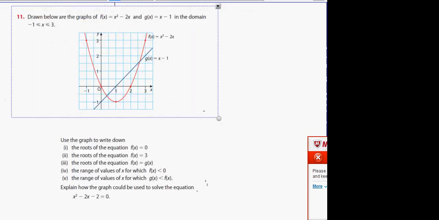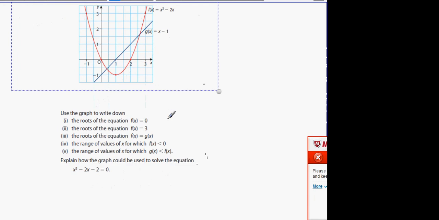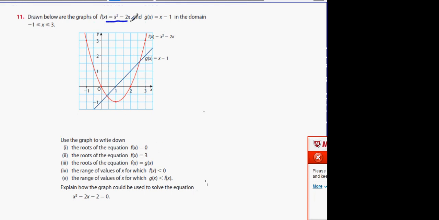Okay? Next one. Number 11. Write down the roots of the equation. Where's the roots of the equation, lads? Come on, you should be able to do this quickly now. The roots of the graph. X equals 0 and x equals 2. Everybody see where I got that from?